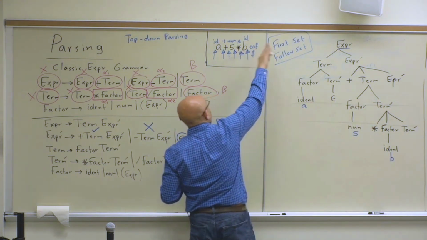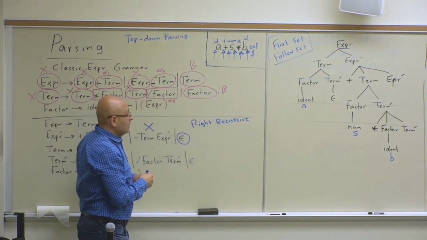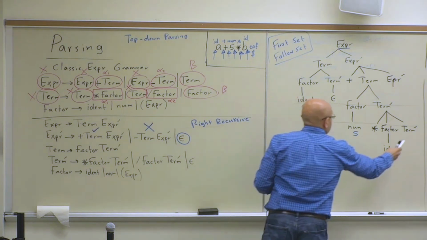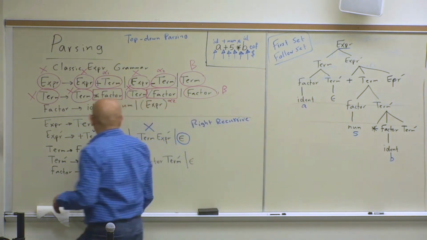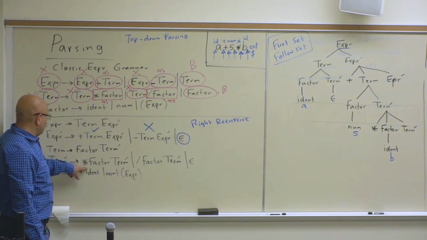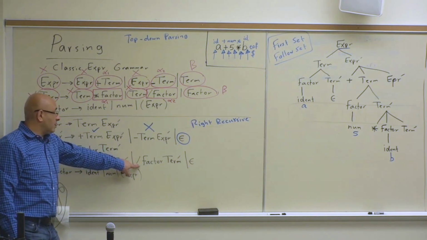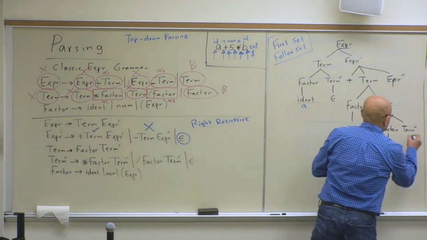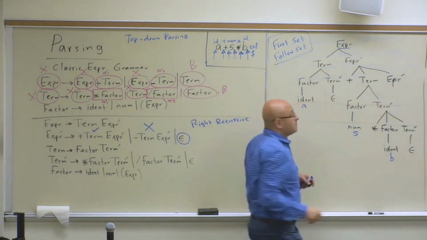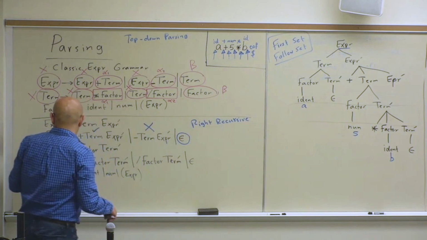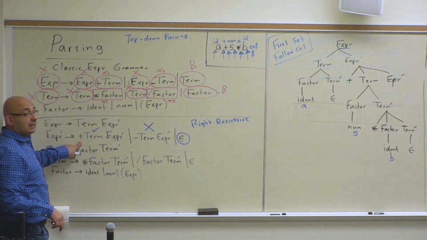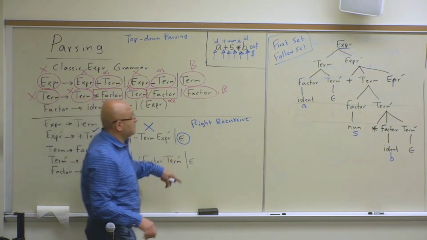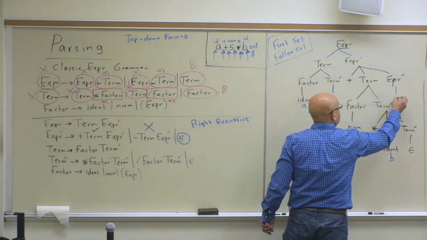So now I'm looking at the end of the string. Okay. Now what remains? Term prime. So I'm not seeing a multiply or a divide. The only right substitution is epsilon. And for expression prime, I'm not seeing a plus or a minus. The only right substitution is the epsilon.